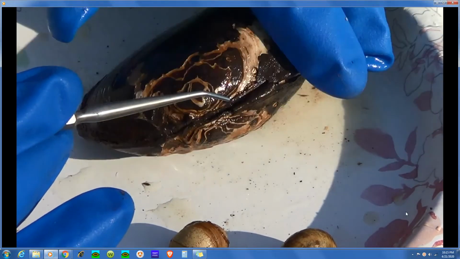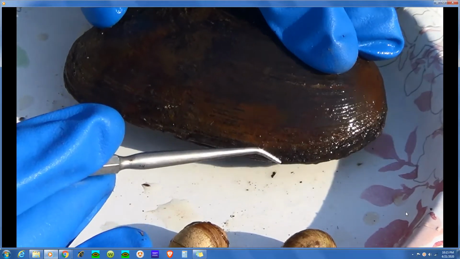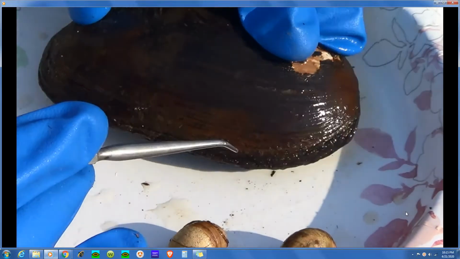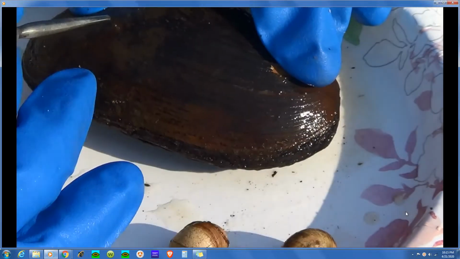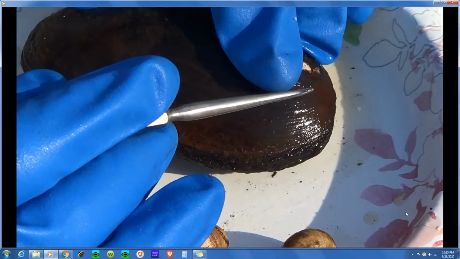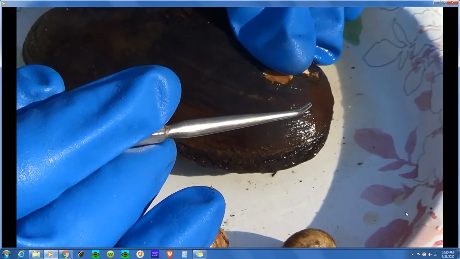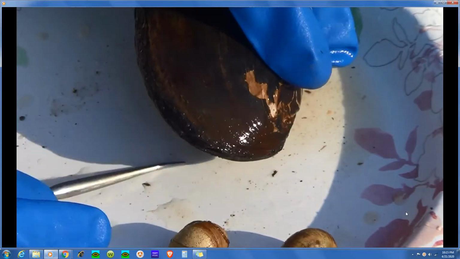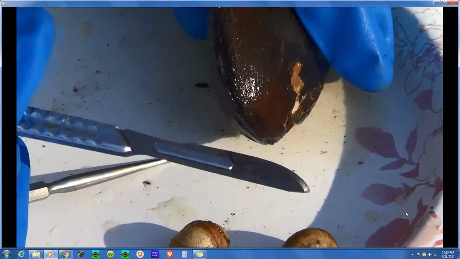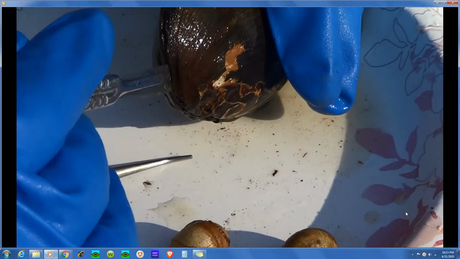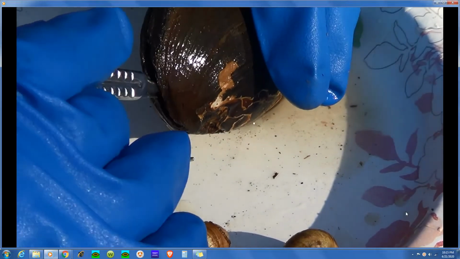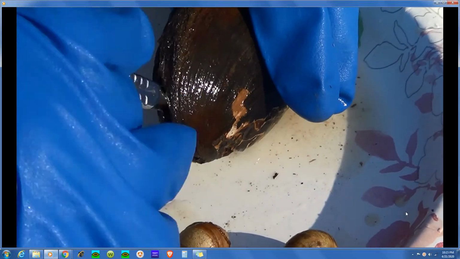There are two large muscles. This time we are talking about muscles like the muscular system. One in the front and one in the back, anterior and posterior adductor muscles, that when they contract, they pull the shell closed. So what I'm going to have to do to open this shell is work the scalpel in here a little bit, and I'm going to cut the adductor muscle.